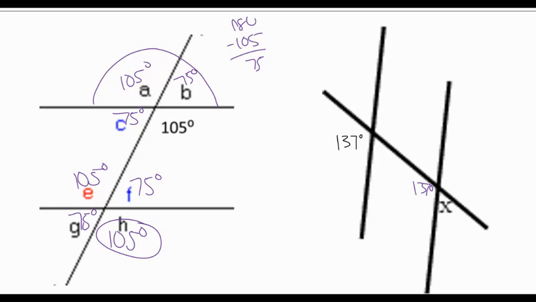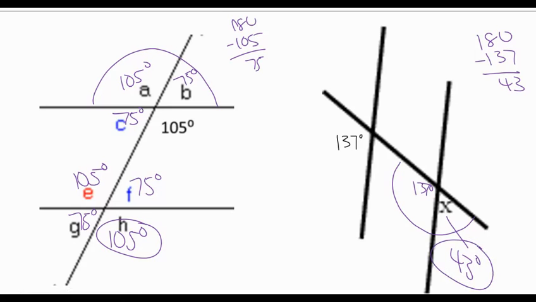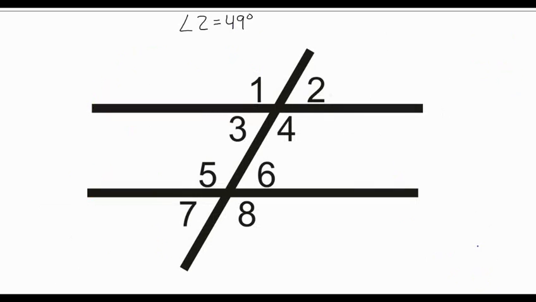Well, if I know this angle is 137 degrees, the angle next to X, I know the two of these together make a straight line, so they add up to 180. So I can do 180 minus 137 to figure out angle X is 43 degrees. All right, let's keep going.